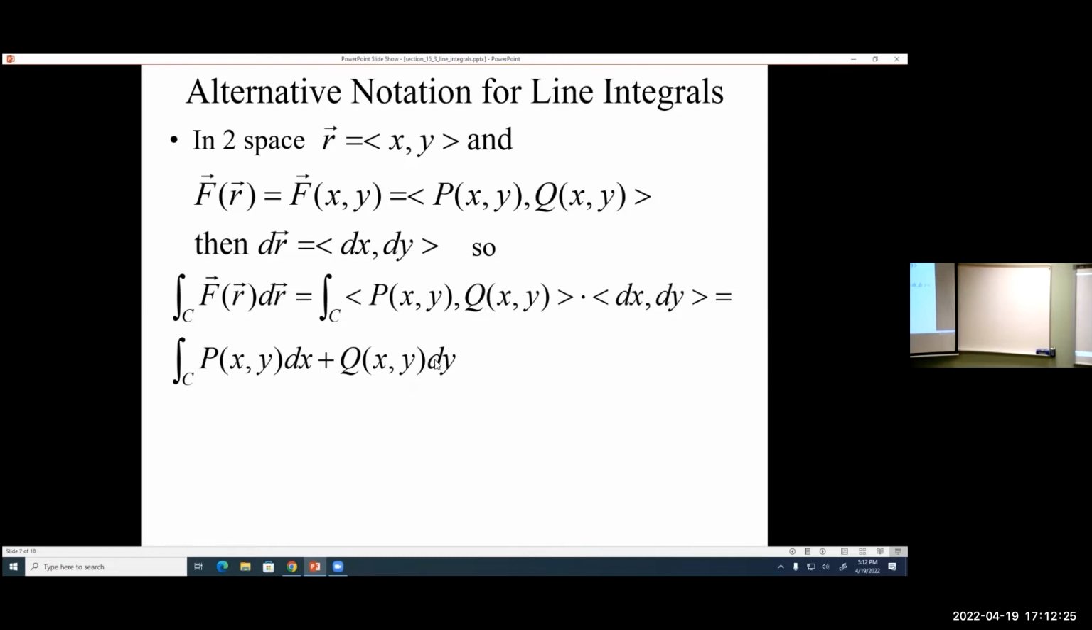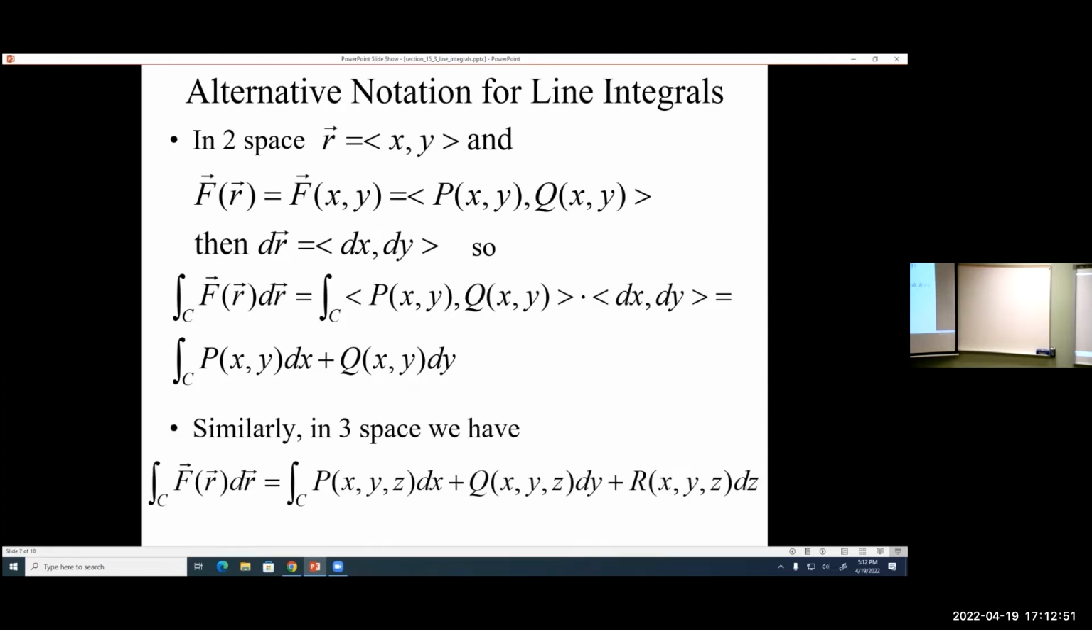The reason I say this is not necessarily all that useful is that if P is a function of x and y, this first integral can't be done. Similar argument for this one. So this is only useful if P of x,y is a function of x or a constant, and Q of x,y is a function of y or a constant. So more often than not, we'll be parameterizing. But we could generalize this into 3-space. Everything we're going to do generalizes into 3-space. It just gives you that third component.